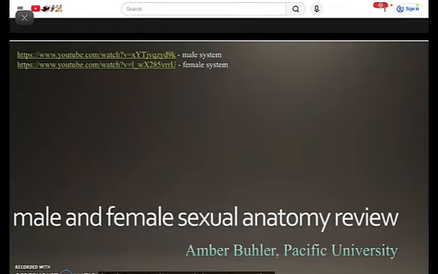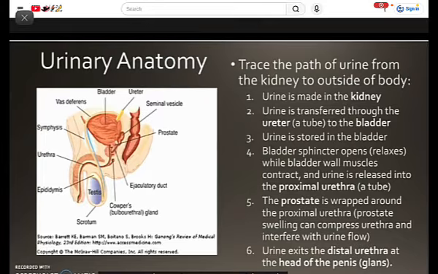I'm going to be giving you a very brief overview of male sexual anatomy. This is a review. You have probably had this in undergrad, but I just want to make sure that you're ready for the pharmacology and the drug targets. We're going to start with male sexual and urinary anatomy.